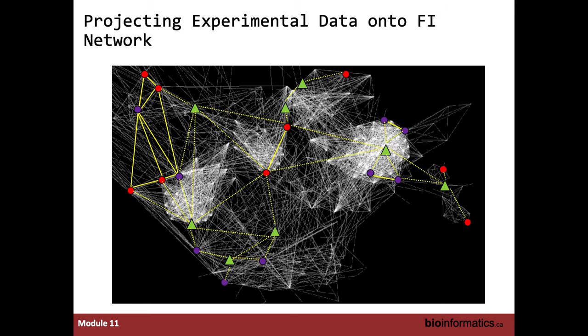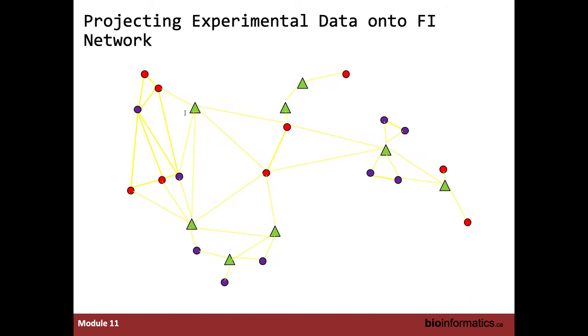So now what you've done is you've gone from a large network, you've projected your genes into that network, and you've come down to a smaller subnetwork based wholly on your data and potentially some additional genes that provide that connectivity. You subtract away everything else that's not part of your data set, and you're left with a subnetwork based on your experimental data.